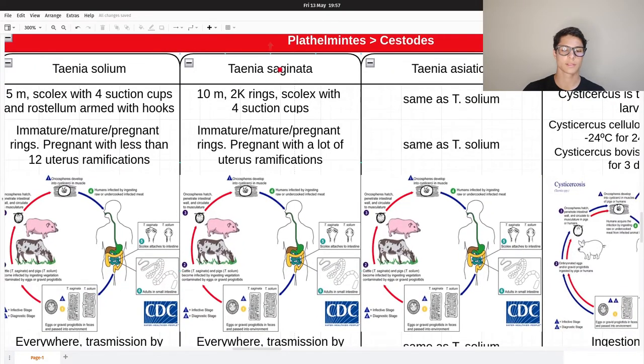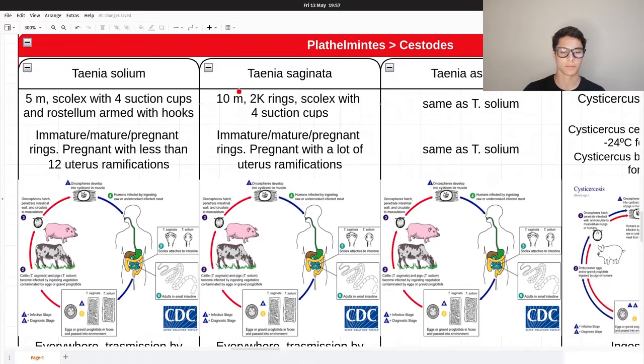In the case of Taenia saginata, they are bigger, 10 meters long. They have 2,000 rings and only a scolex with 4 suction cups. They don't have the rostellum arm with hooks. And Taenia asiatica is the same as Taenia solium, but with more uterus ramifications.